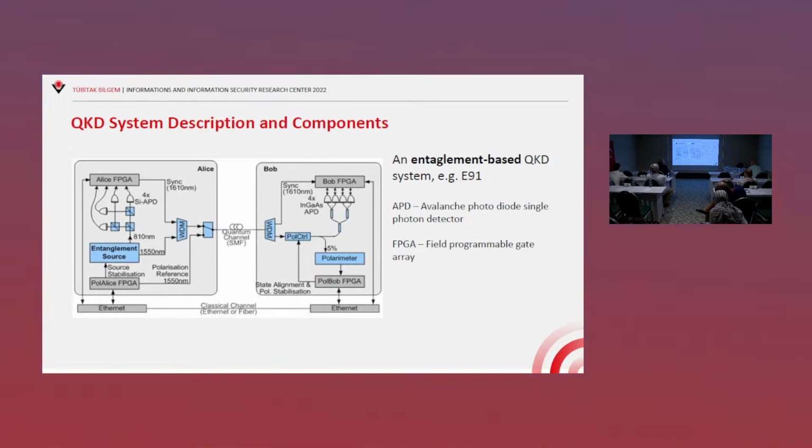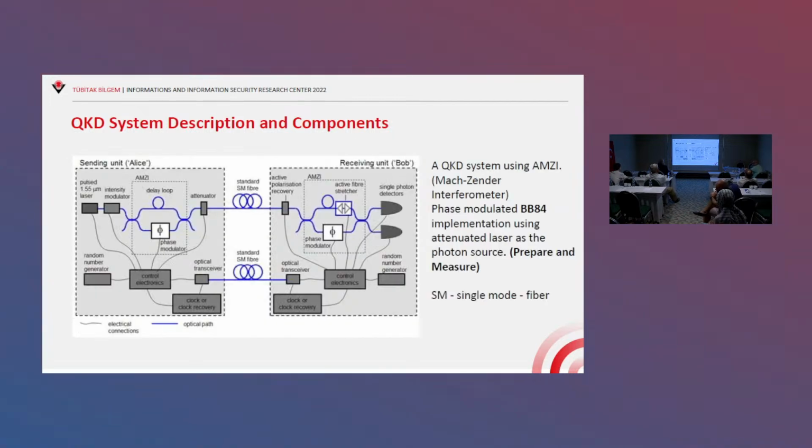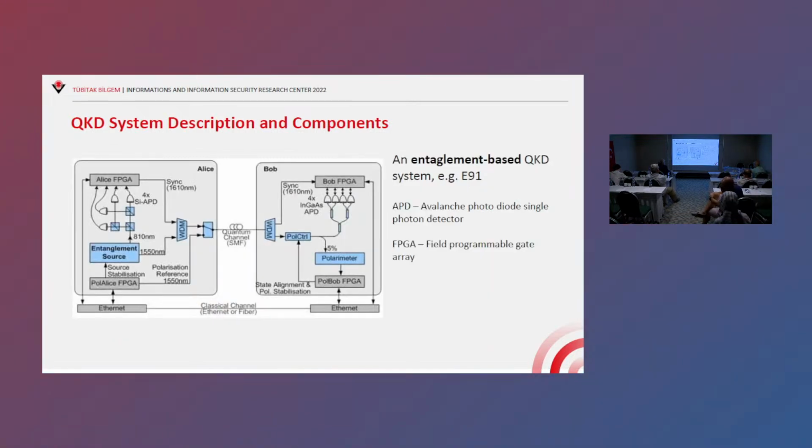This is another example of a QKD system and its components. The previous one was based on the prepare-and-measure technique, where we prepare the state of a particular photon, in this case with the state encoded being the phase of the photon. Now this is another example that uses an entanglement-based QKD system.